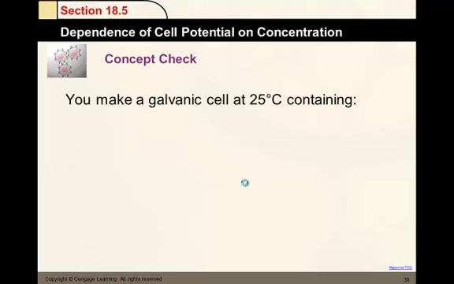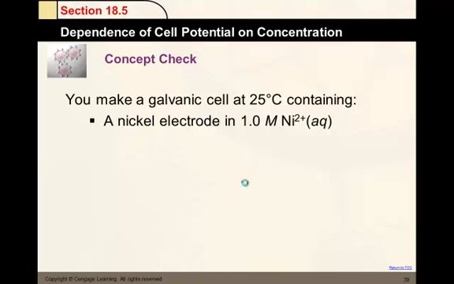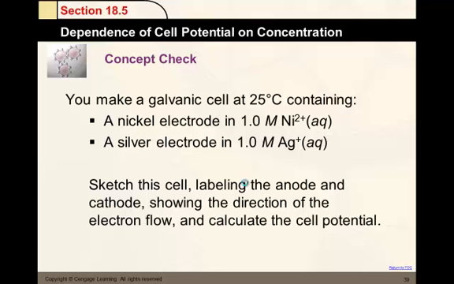So let's look at this question. You make a galvanic cell at 25 degrees containing a nickel electrode in 1 molar nickel, and a silver electrode in 1 molar silver. This is a standard cell. Notice you wouldn't need to use the Nernst equation for this question. Sketch the cell labeling the anode and the cathode, showing the direction of the electron flow, and calculate the cell potential. Very common question that you will see.